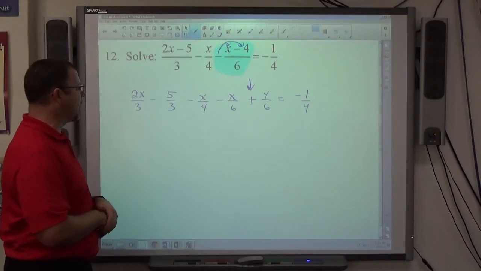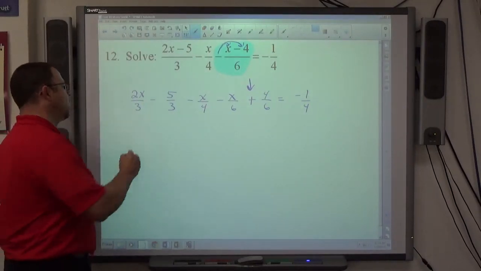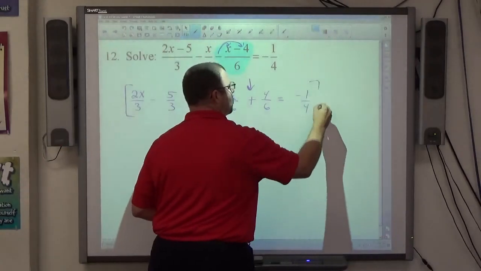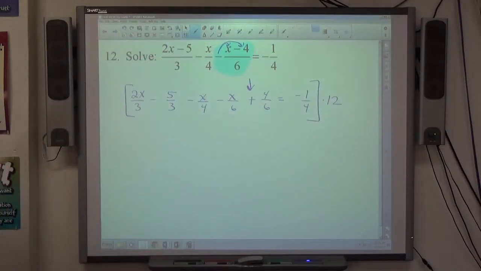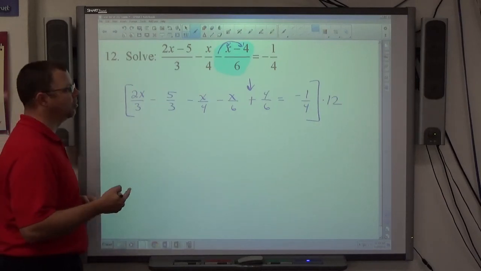At this point, looking at the fractions, the denominators are 3, 4, and 6. My least common denominator for those numbers is 12. 12 evenly divides by all numbers, 3, 4, and 6. I can go with 24, 36, 48, 60. Any multiple of 12 will also work. 12 is the least common denominator, makes the numbers the smallest possible, so it's the best to use.